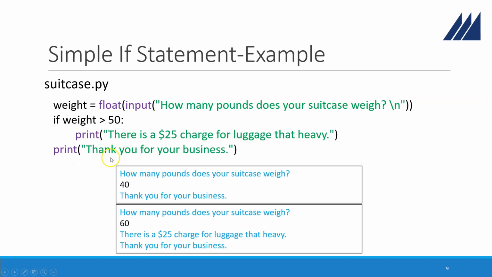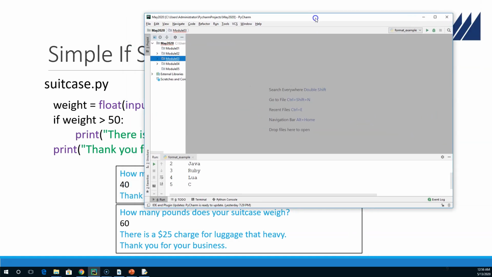All right, let's see a simple program over here. This program is a suitcase program. What the program is going to do is very simple. It's going to ask the user to input how many pounds your suitcase weighs. You input the weight, and then you test if the weight is greater than 50 pounds. You're going to charge the customer $25 extra. If it's not, you're going to continue and say thank you for your business. Okay, let me go back here again.